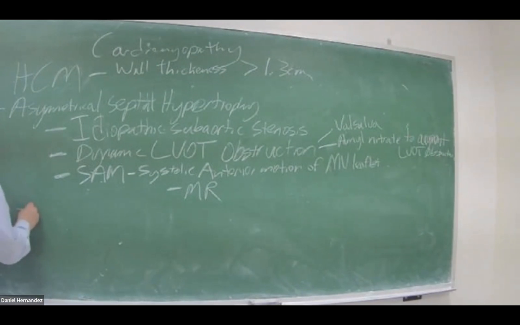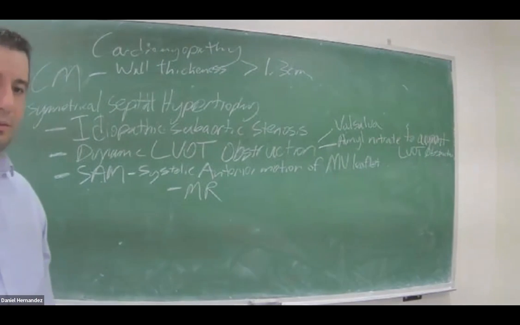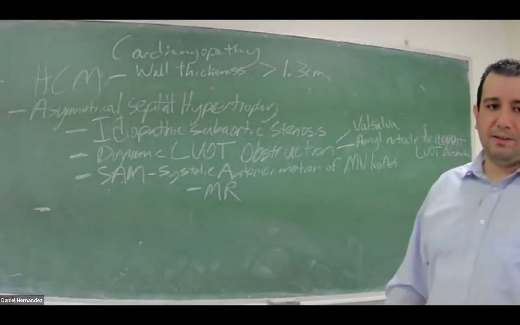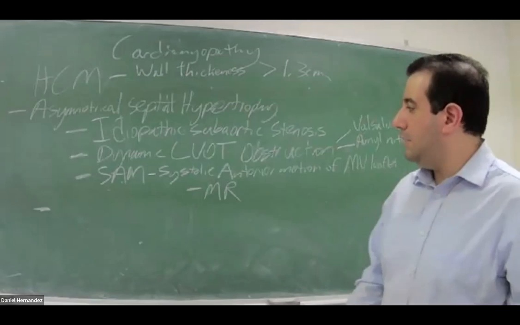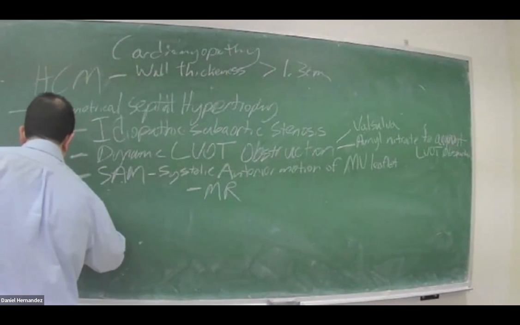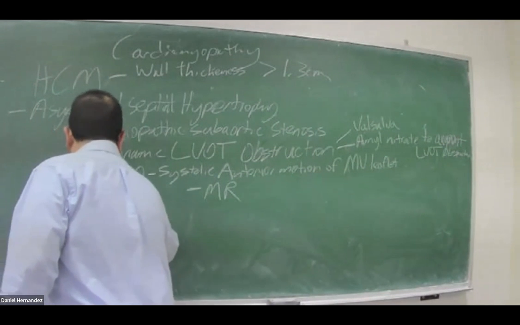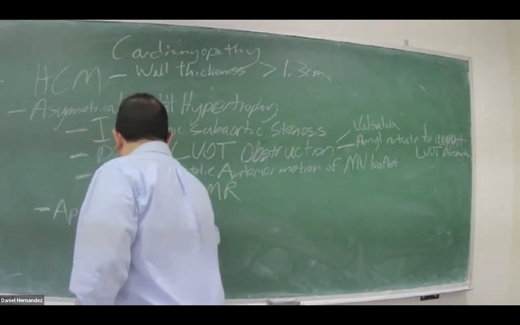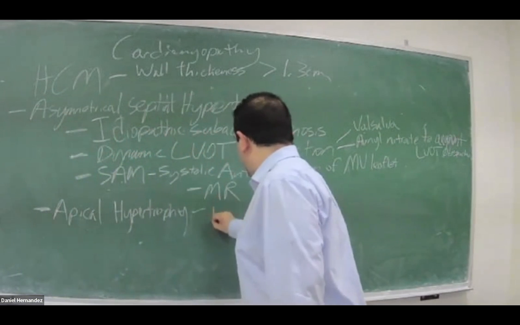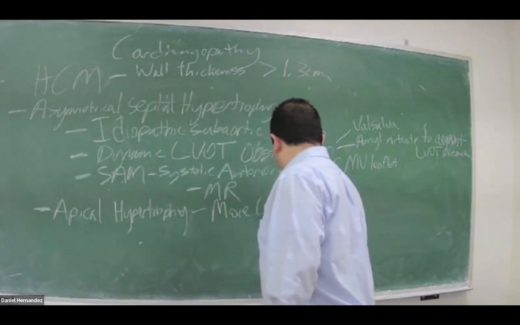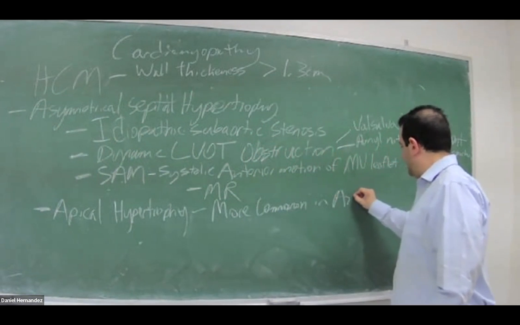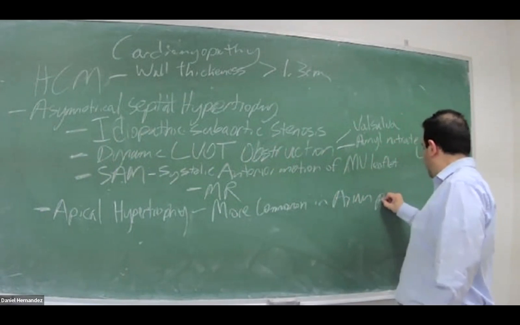We also can have concentric LVH, so left ventricular hypertrophy that's even along all walls. We can also have apical hypertrophy. That is more common in the Asian population.